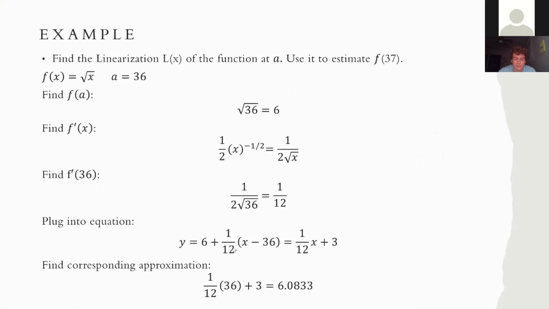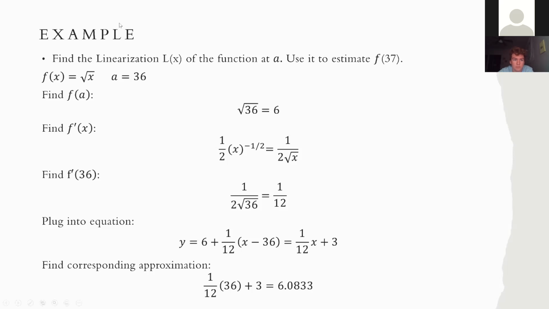So then here's another example. This is a little different. It's the same thing, but it's an easier example, I think. We're trying to use it to estimate the value of f of 37, where f of x equals the square root of x. So we're just trying to find the square root of 37 using the square root of 36.